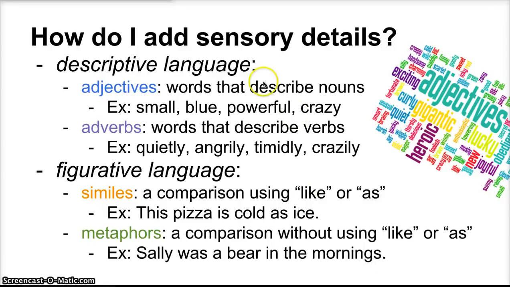So again, our two main ways of adding sensory details are to include a lot of descriptive language, including adjectives and adverbs as we write, and also to include figurative language, adding similes and metaphors into our writing to give a picture to the reader about what we are talking about.